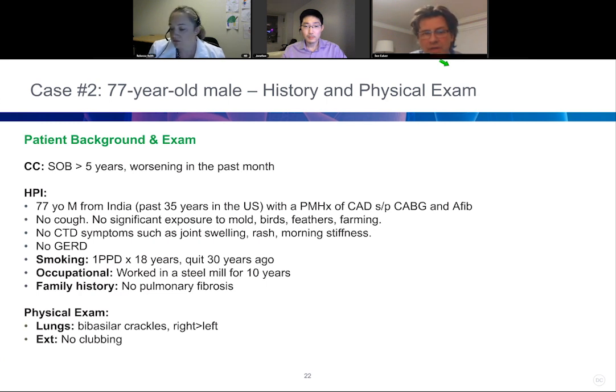Okay, so here's another case. This is a 77-year-old man. He's been dyspneic for about 5 years, but it's been getting worse recently. He's originally from India. He has some cardiac history, as you can see. He doesn't cough. There's no particular exposure history that could be elicited. He does not have any connective tissue disease symptoms and no reflux, at least not that he knows about.